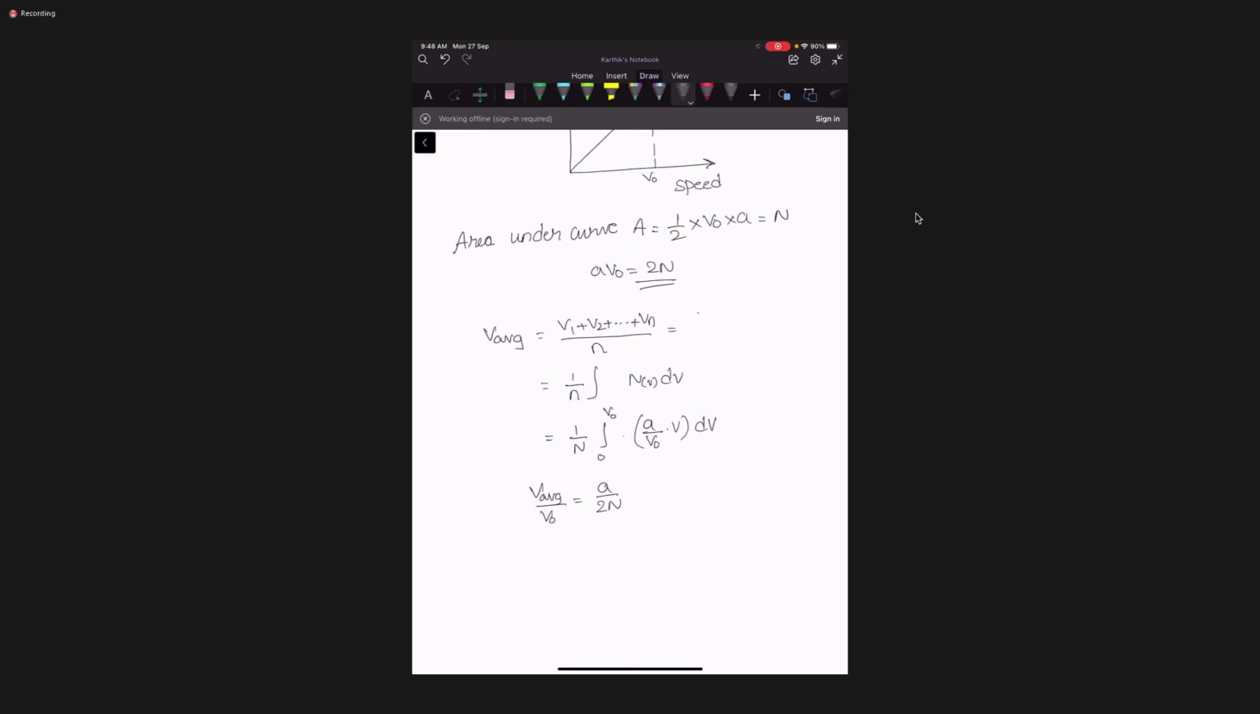One second. See. Oh, it's been years I have used this formula. One second.